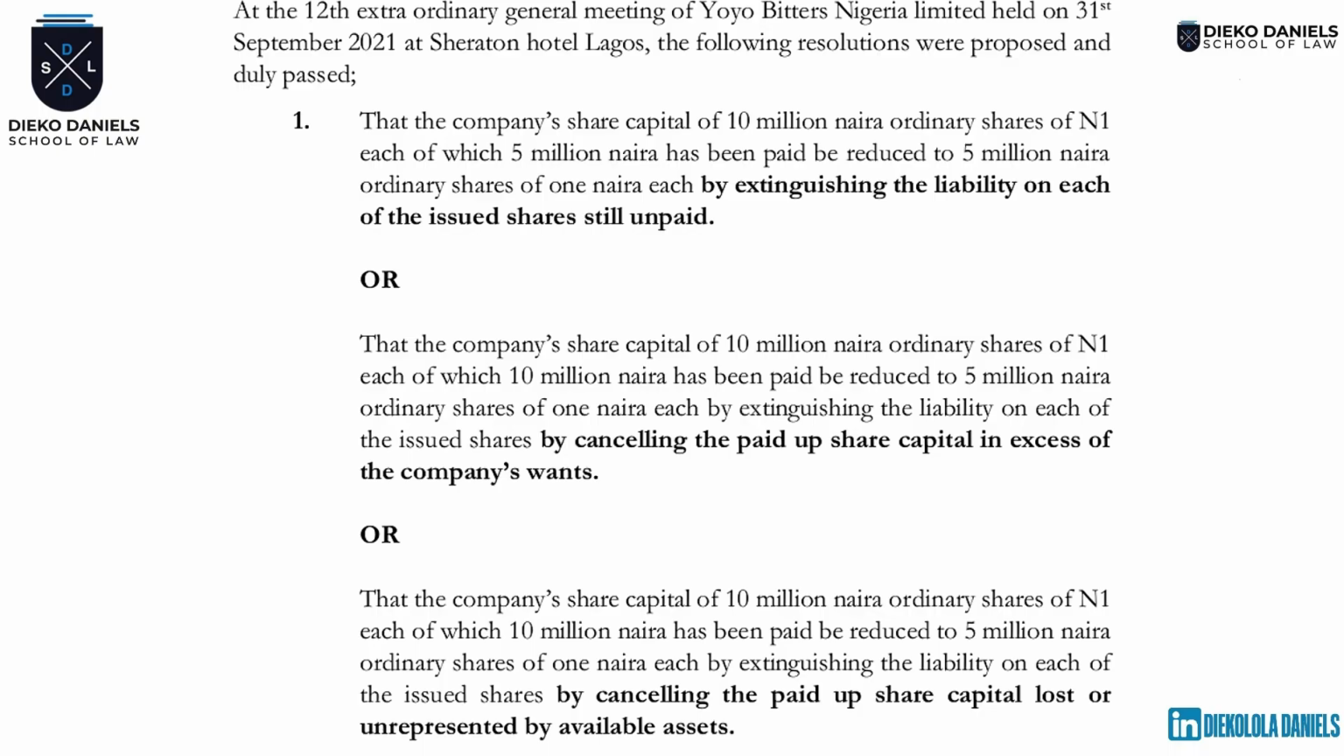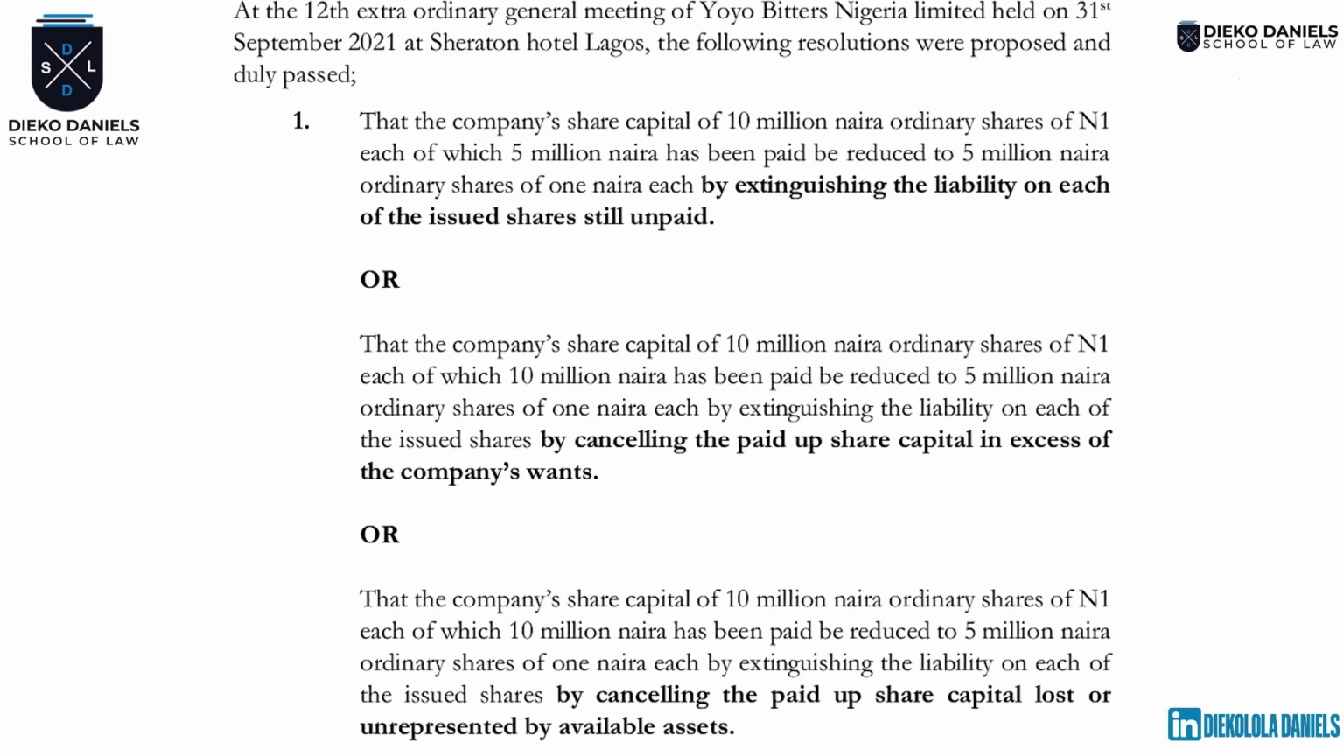This one now, we'll see it under C. Let's go to C. C says either with or without extinguishing or reducing liability on any of its shares, cancel any paid up share capital which is in excess of the company's wants. Do you see that? Cancel any paid up share capital which is in excess of the company's wants. So in this case, we are saying that the company has a share capital of 10 million naira ordinary shares of 1 naira each. That's the position right now, of which 10 million naira has been paid. You can say of which 10 million naira has been paid, or you can say of which all the issued share capital has been paid.